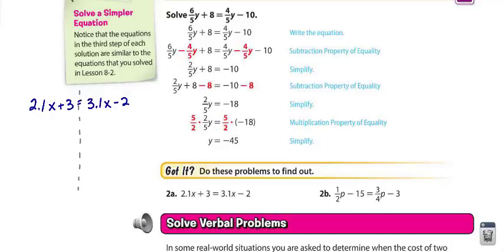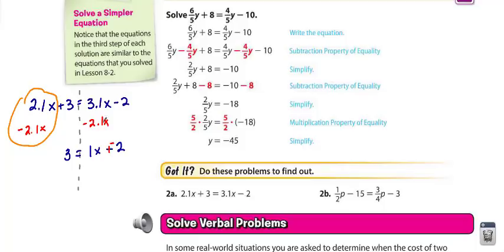I always like to start by eliminating the x's, and I like to start by getting rid of the smaller numbers. So I'm going to take 2.1x away from each side. When I do that, this cancels out. This side has 3. This side has 3.1x minus 2.1x, which gives me just 1x. You could write it as just x if you want to. You can write it as 1x.